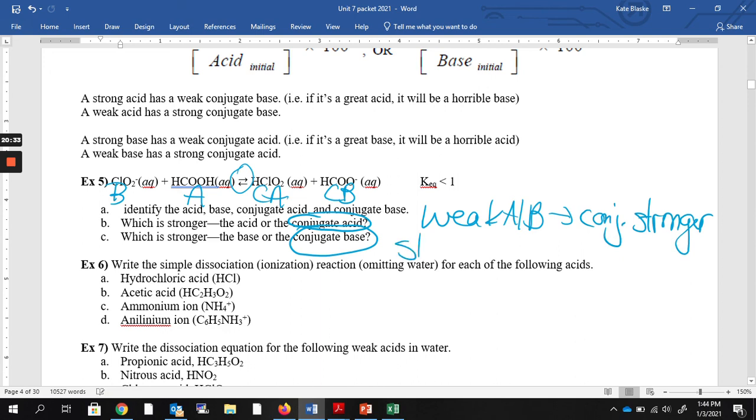If I'm starting off with a strong acid or a strong base, then the conjugates themselves are going to be weaker.